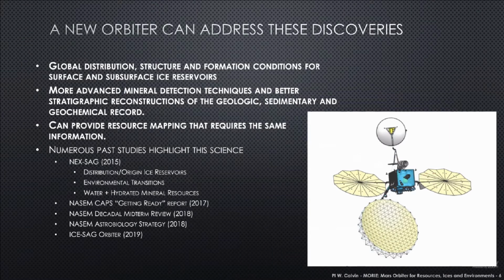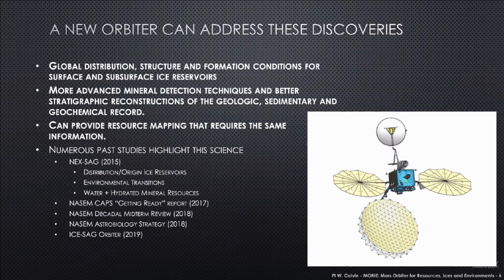We can do more advanced thermal detection, mineral detection, and better stratigraphic reconstructions of the geologic, sedimentary, and geochemical record. And at the same time, we can do resource mapping that uses the same information as we need for our science. And there have been a number of past studies. The Orbiter Science Analysis Group in 2015, which emphasized the distribution and origin of ice reservoirs, environmental transitions, and the potential for both water and hydrated minerals to be resources.